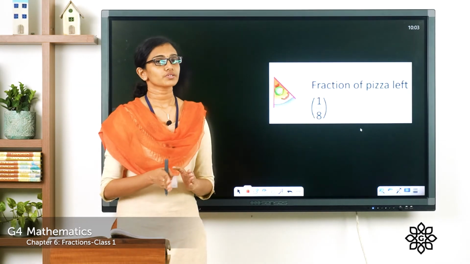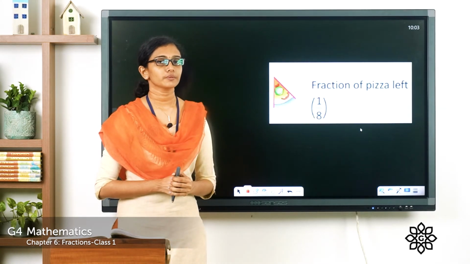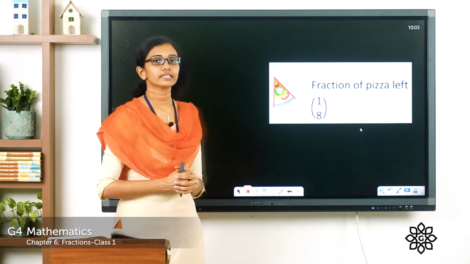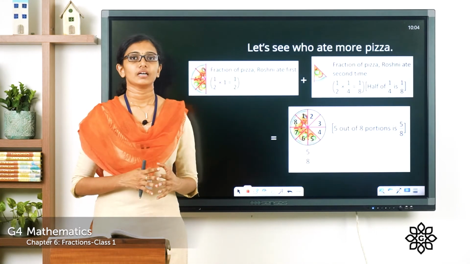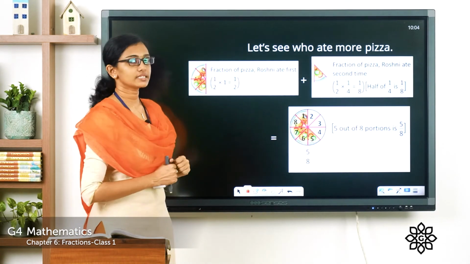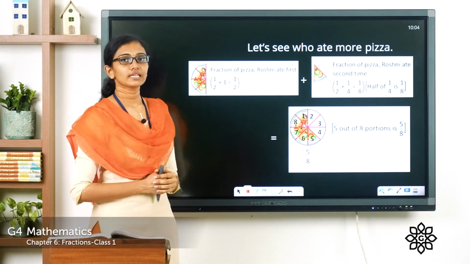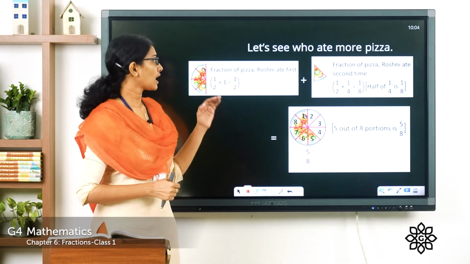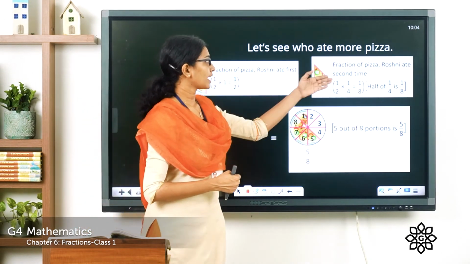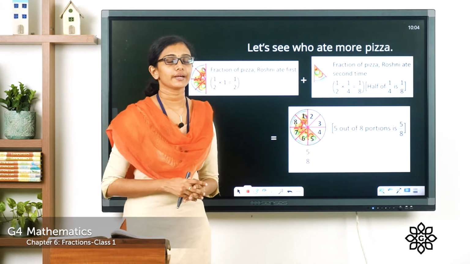So now Roshni ate 1 by 8 of the pizza, and what is left? The other 1 by 8 is now left behind. Now let's see who ate more pizza. So Roshni had eaten half of the pizza in the beginning, or half of one whole, and then later she ate 1 by 8 again.